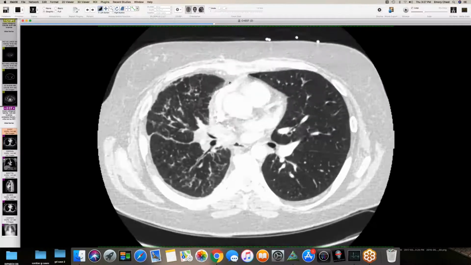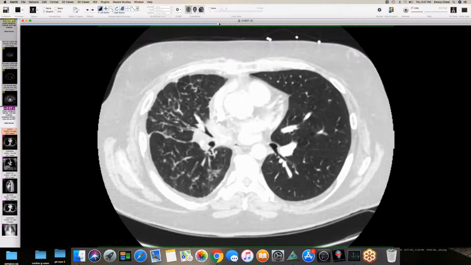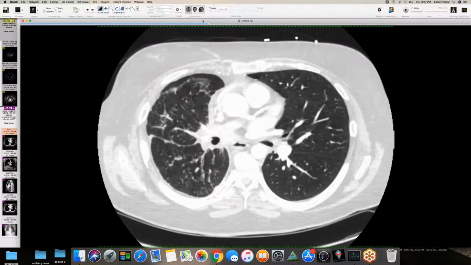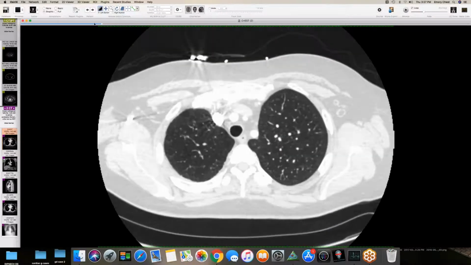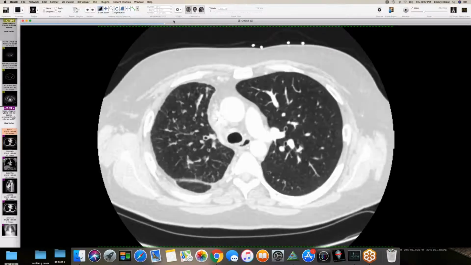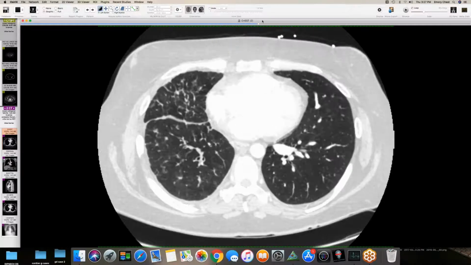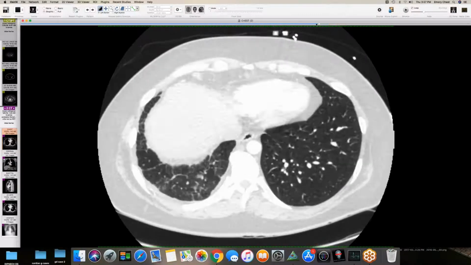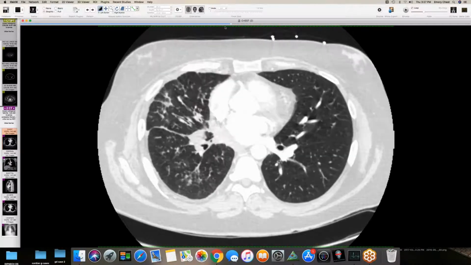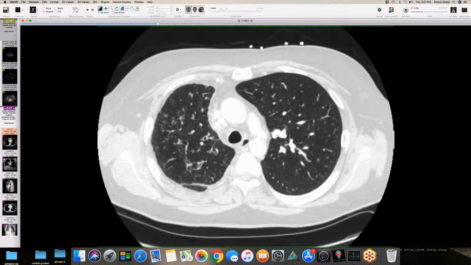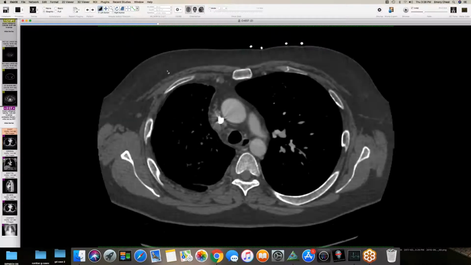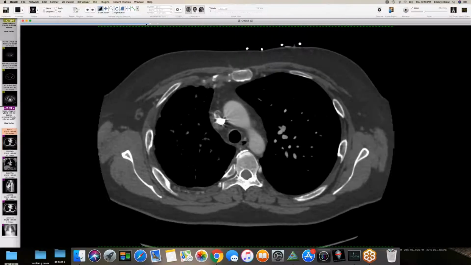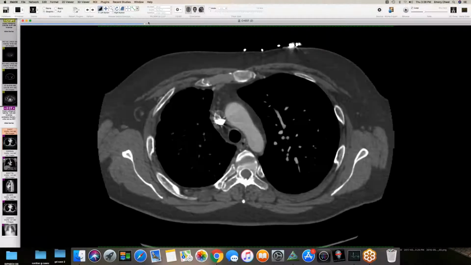Let's look at the lung windows. We see the typical appearance here of septal thickening throughout the lung, from pulmonary venous congestion and pulmonary venous occlusion. So presumably, we're thinking this is a case of fibrosing hilitis, mediastinitis.